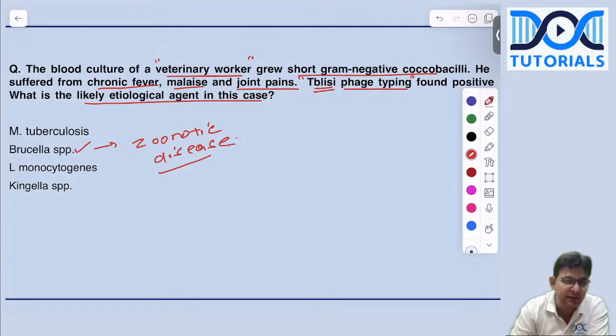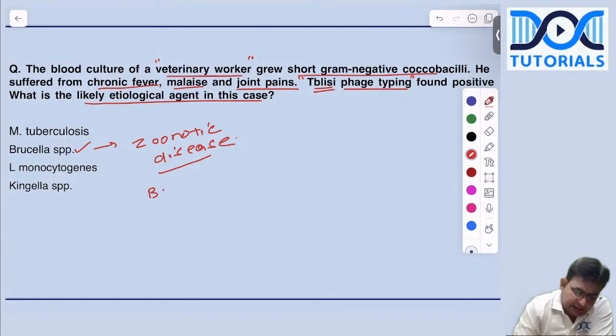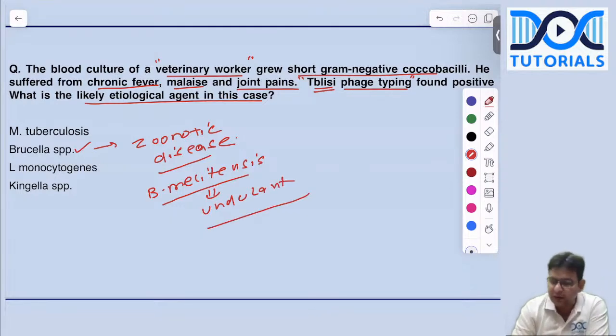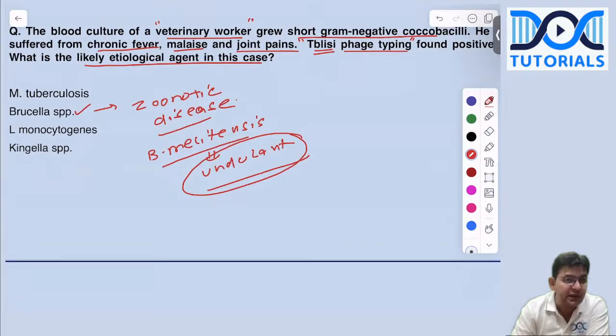This zoonotic disease is caused by various Brucella species like Brucella melitensis, Brucella abortus, Brucella suis, Brucella canis. How does it spread to humans? By aerosols or by contaminated meat and milk of these animals. Brucella melitensis is the real culprit, which leads to undulant fever. And this undulant fever is a sort of chronic fever. What is the triad which you observe in it?